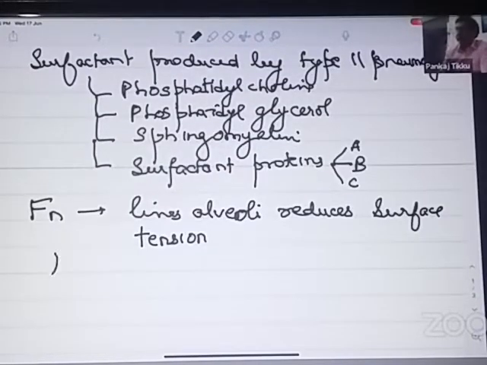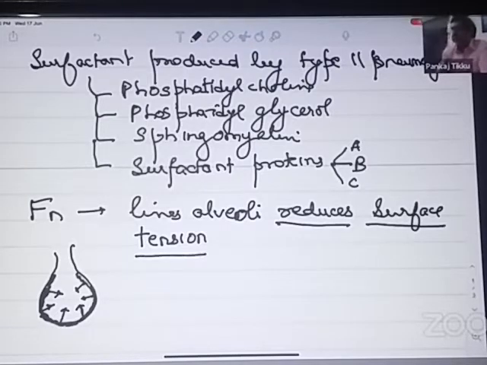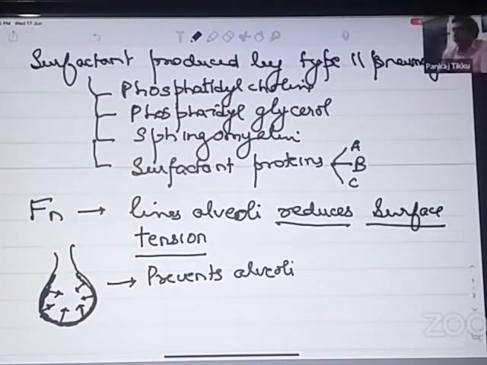So this is an alveolus, for example, and the alveolus is lined by a fluid. Now the fluid which lines the alveoli, like any other fluid, has a very high surface tension. Because of the attraction of the molecules towards each other, these alveoli tend to collapse. So the basic function of a surfactant is that it lies over this fluid and reduces the surface tension. When it reduces the surface tension, it prevents the alveoli from collapsing.